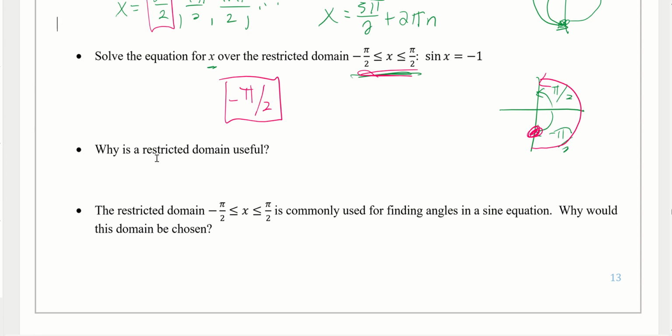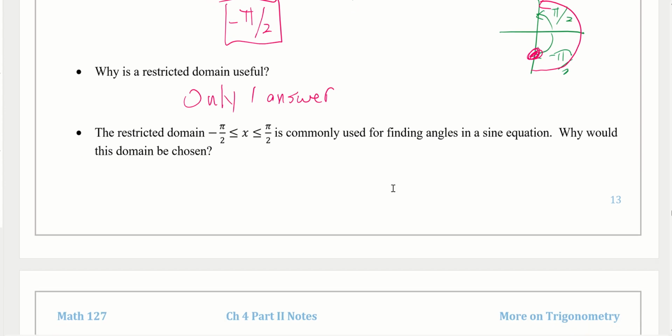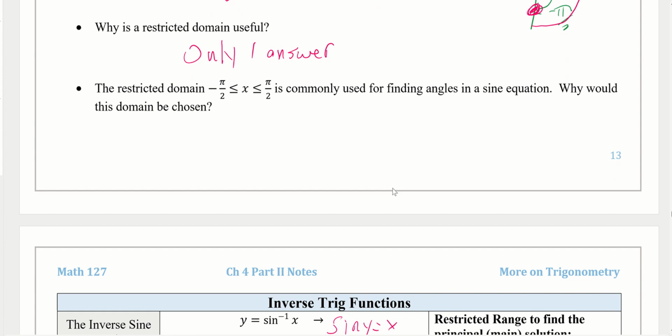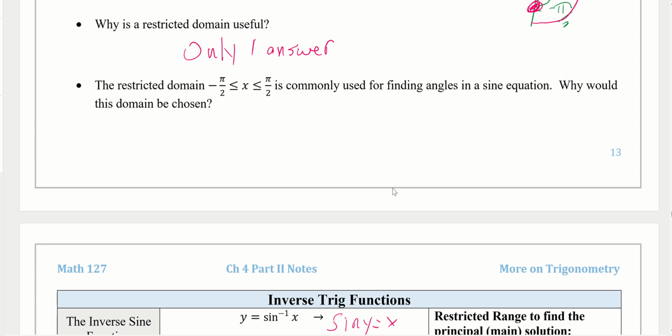So it says here, why is the restricted domain useful? Well, it gives us only one answer, right? Whereas that first question just asks, when is it equal to -1? With sine, cosine, all our trig functions, you have an infinite number of answers. So if I restrict the number of answers, it helps me give you one answer. Then it says the restricted domain is commonly used for finding angles for sine. Okay, why would this be?